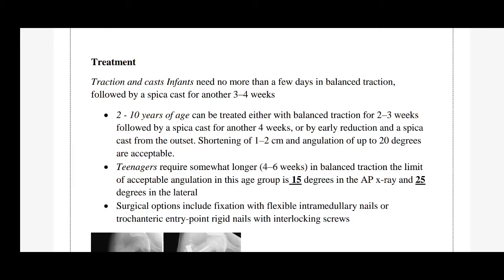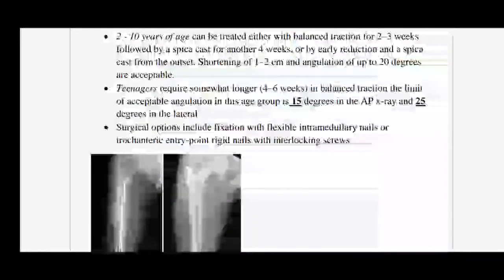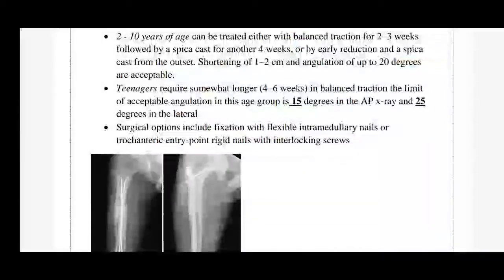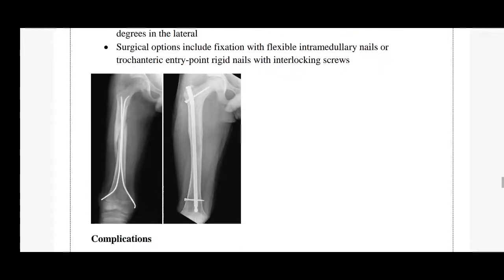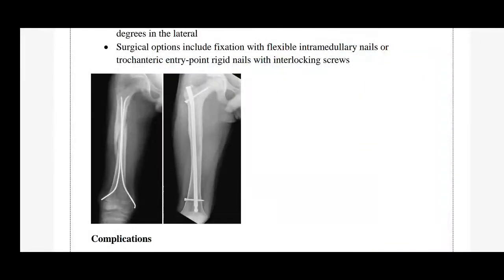Teenagers require somewhat longer, 4 to 6 weeks in balanced traction. The limit of acceptable angulation in this age group is 15 degrees in AP and 25 degrees in lateral. So a little bit of angulation is accepted. Surgical options include fixation with the flexible intramedullary nail or Nancy nail, or rigid trochanteric entry intramedullary interlocking nails, or even we can use blade plates or external fixation.